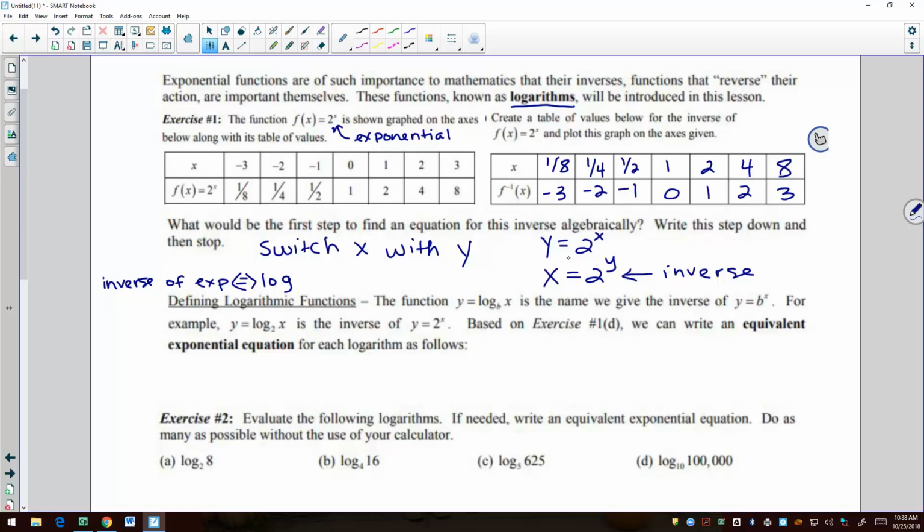So this is also the inverse. In other words, here's how we can write an equivalent exponential equation using the inverse of an exponential. We know that this right here, log base 2 of x, would be the inverse of y equals 2 to the x, but we also know another way to write that inverse by switching x with y. So what that means is you can take the log form and you can write it in exponential form in this way. So pay attention.